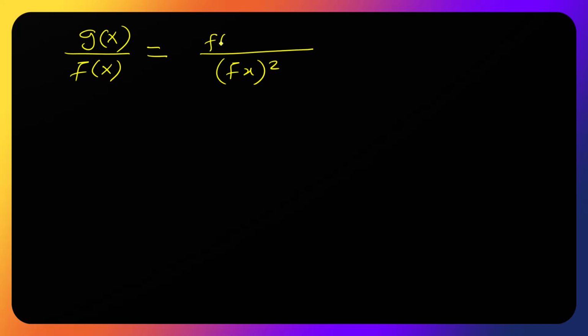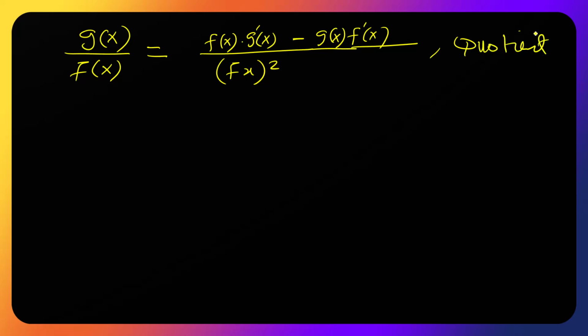Now when we have g of x over f of x, this one will be f of x squared in the denominator, and we have f of x times the derivative of the top one, minus, so this time you keep the top one and differentiate the down one, f prime of x. So this one is the quotient rule.